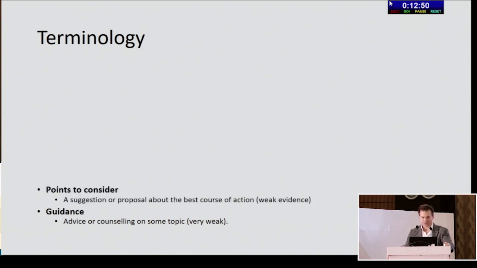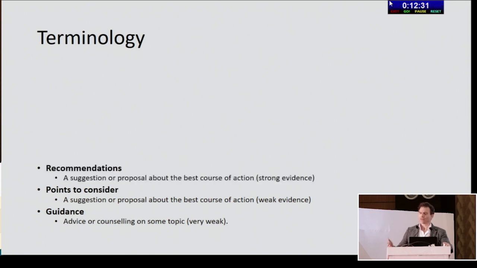The next level is points to consider. To consider is already implying that it's a little bit stronger, but it's still based on weak evidence. So when EULAR products are out, you will sometimes wonder, why is something called points to consider, and why is something called recommendation? It's not two different things, it's just a spectrum.